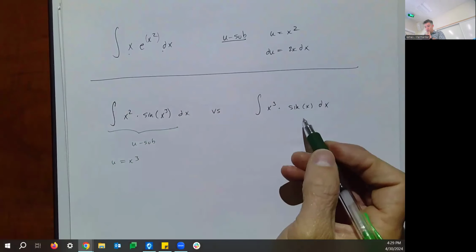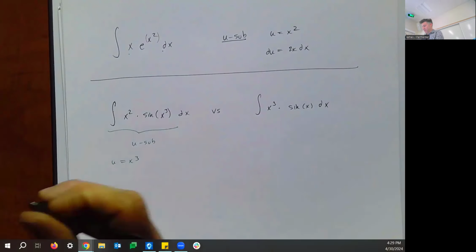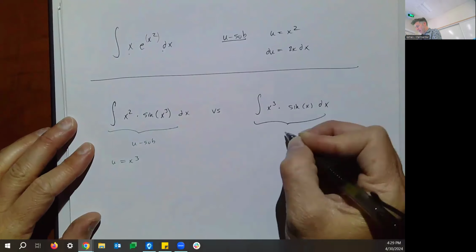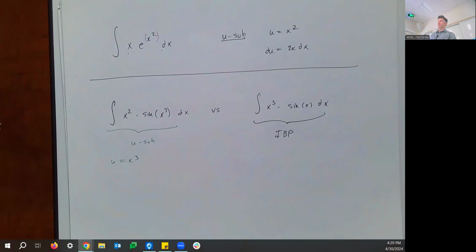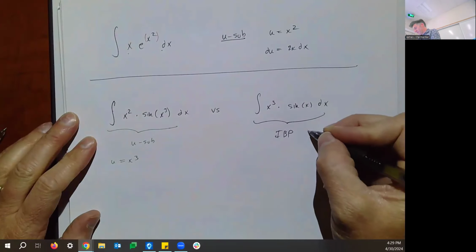Whereas this one, we won't do it. We'll do it next time. This one is integration by parts, but it's sad because it's not integration by parts once. It's not integration by parts twice. It's integration by parts 3 times. And it gets a bit messy. There is a way to shorten that procedure, which we can talk about next time. But I'll just say for now, integration by parts 3 times.